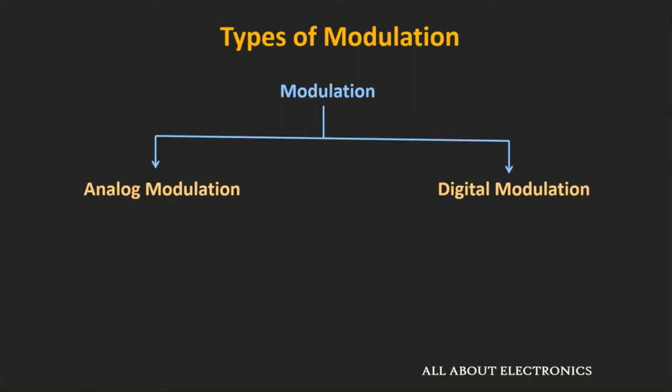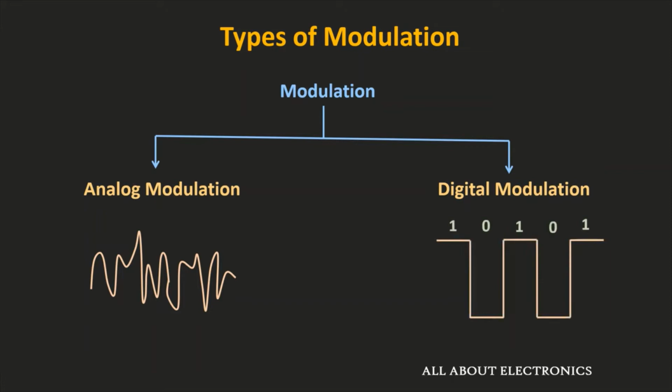The analog modulation and the digital modulation. So if the message signal is analog, then it is known as the analog modulation, and similarly, if the message signal is in digital form or in terms of the ones and zeros, then it is known as the digital modulation. So first of all, let us talk about the analog modulation.